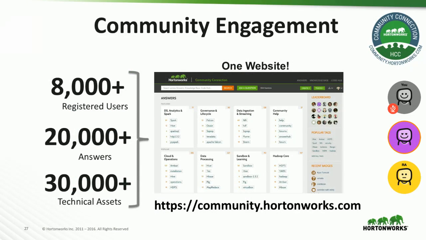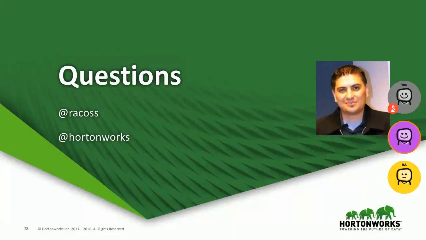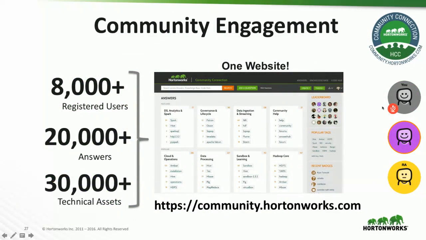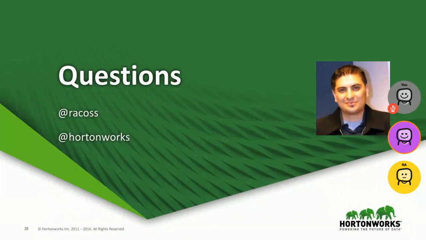The community, we started at the beginning of the year, but it's really exploded. We have over 8,000 users, 20,000+ answers posted, 30,000 technical assets, and it's a community-based environment so that you can build your reputation. As you answer questions and post articles, you start moving up on the leaderboard, right? So now I think we have maybe 10-ish minutes for some questions. Here's my Twitter handle and the Hortonworks Twitter handle. With that, folks can post questions.